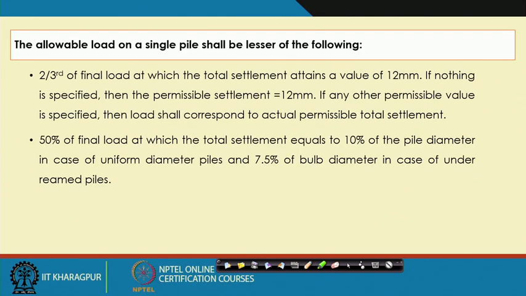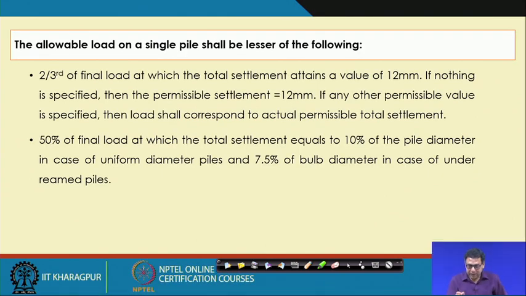As I mentioned, as per the IS code, the allowable load on a single pile shall be the lesser of the following. Carefully read these two clauses. First, 2/3 of the final load at which total settlement attains a value of 12 millimeter. If nothing is specified, then the permissible settlement of a single pile is 12 millimeter, or if any other permissible value is specified, then the load shall correspond to that actual total settlement.